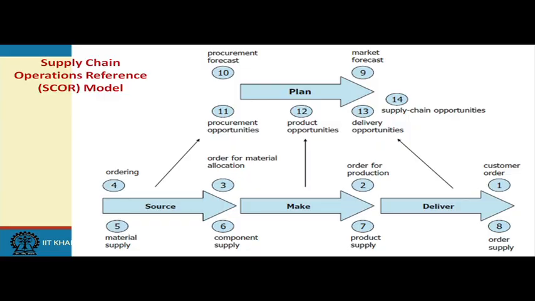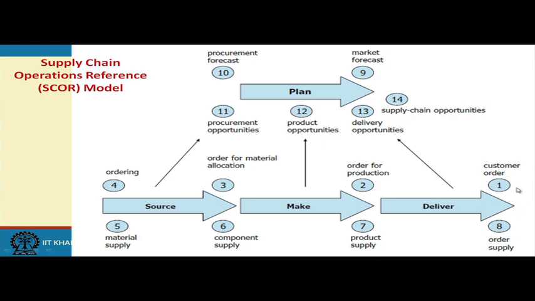Now, if you look at the operations within the supply chain, then the supply chain operations reference model, the SCOR model, in fact gives the details of various activities within the supply chain. So, what are the major activities? They are sourcing, making and delivering, and for everything you have to make a plan. These are the major activities, and within each there are many sub activities.